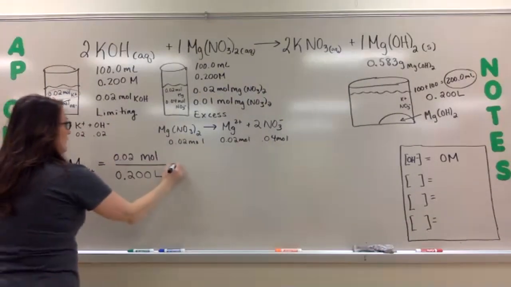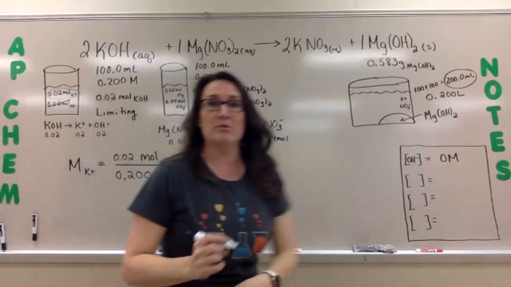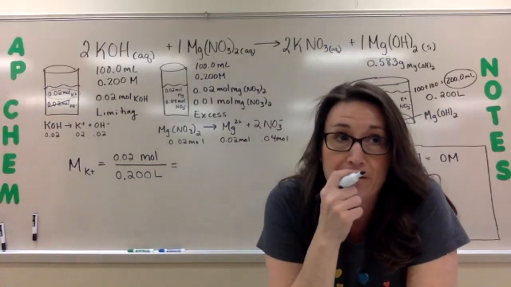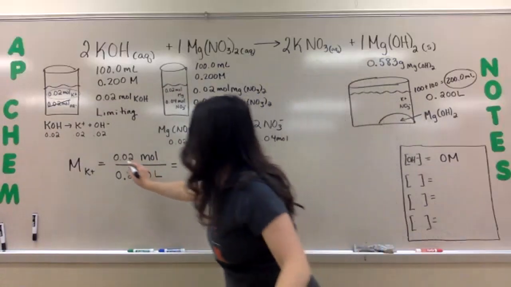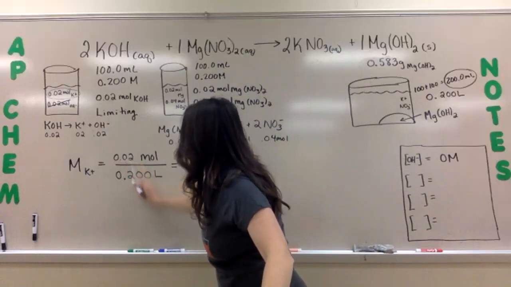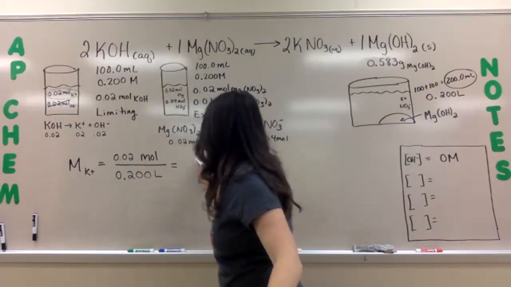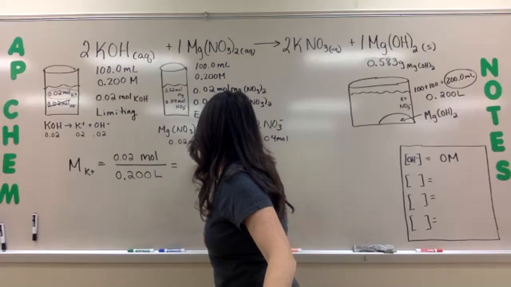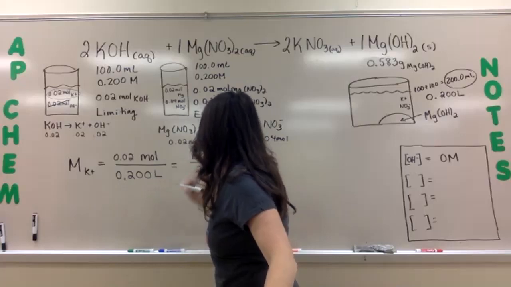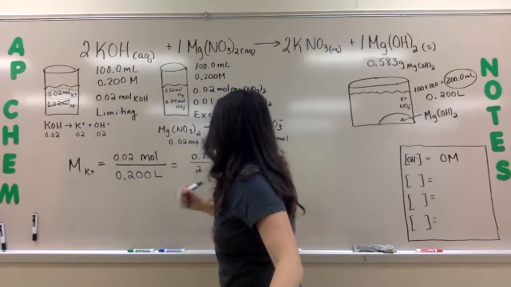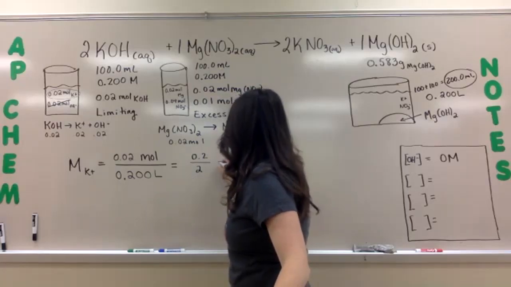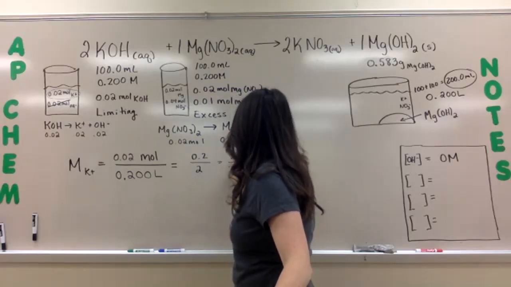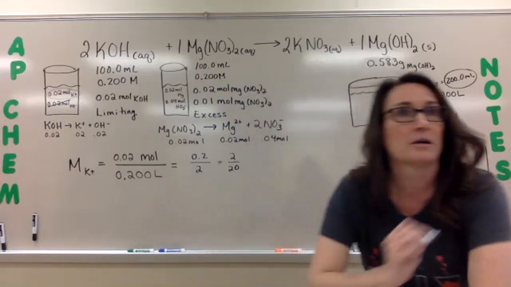0.02. Again, is this AP Chem no calculator? You betcha. I always tell students just move the decimals over. If we move this one over twice, or move this over once, it's 0.2 over 2. But some of you are going to say, I don't want to do that. So you could do 2 over 20. I kind of like that better. Are you okay with this?